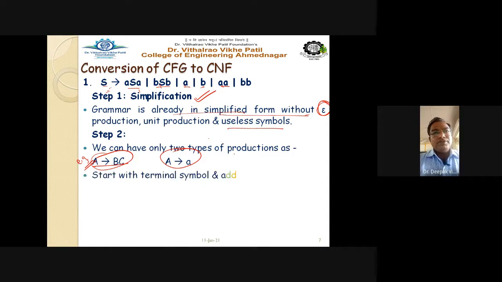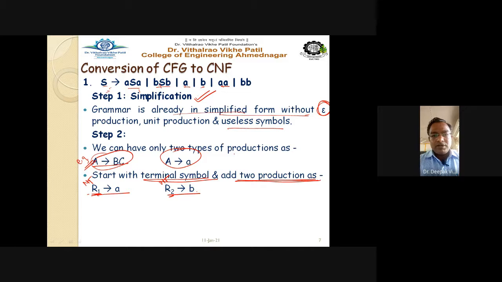So always start with the terminal symbols and add 2 productions. You have to add new non-terminals for the corresponding terminals. Once again, listen: you have to add non-terminals for the terminals. I will take capital R1 as one non-terminal and capital R2 as another non-terminal. So R1 produces small a, and R2 produces small b. This is the first step.